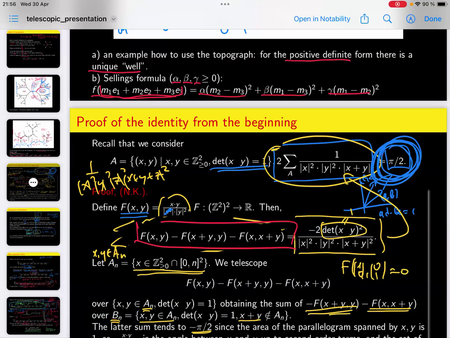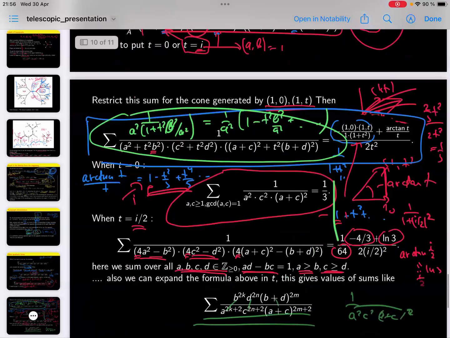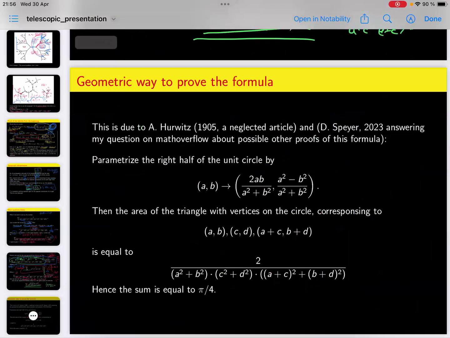Okay, so then I present you the last slide. And the last slide is a geometric way to prove this formula. Actually, it's due to Hurwitz, 1905. It's more than 100 years ago.